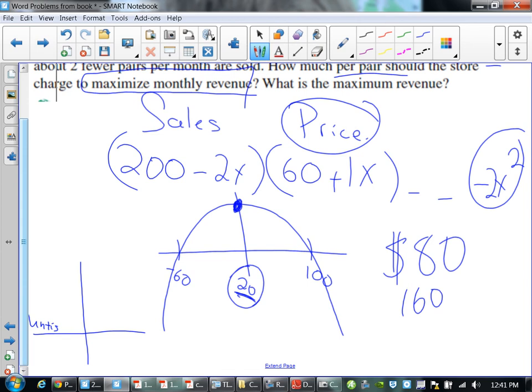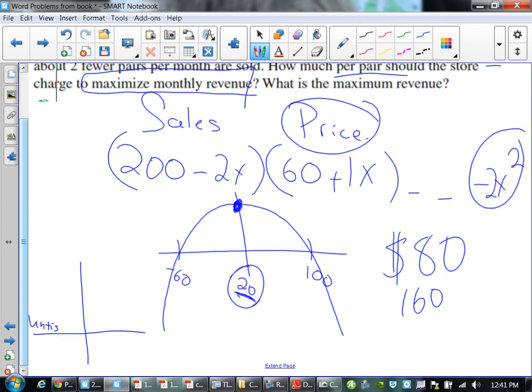How did you pick 20 pairs? It's the midpoint. It's always the midpoint of the zeros. What's negative 60 plus 100? It's 40. What's half of that? 20. That's all it is, guys.